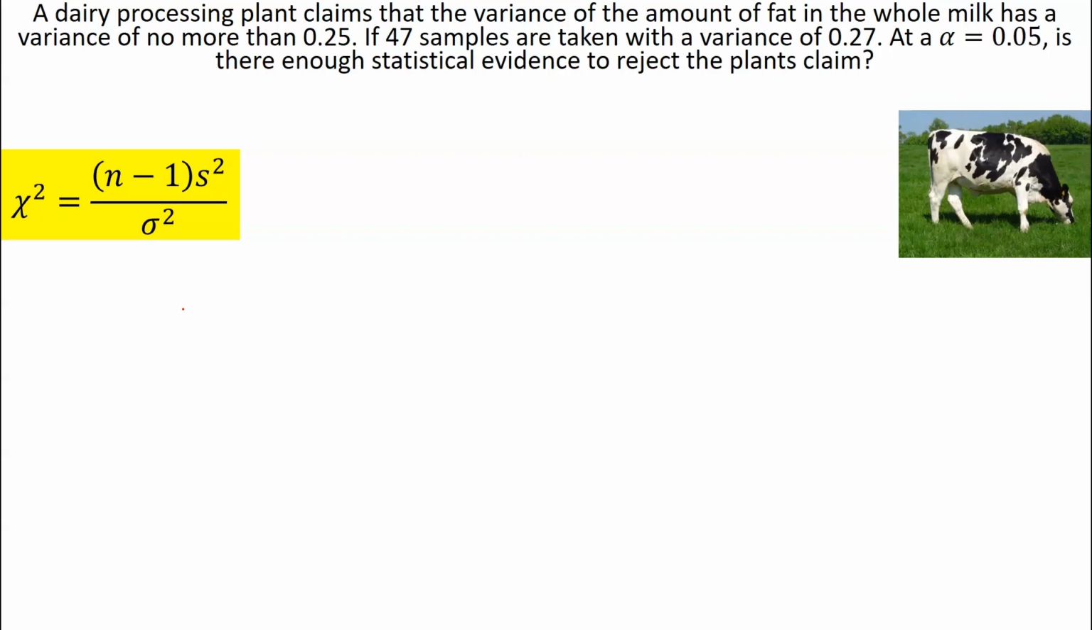So we've got a dairy processing plant that claims that the variance of the amount of fat in the whole milk has a variance of no more than 0.25. If 47 samples are taken with a variance of 0.27 at an alpha level of 0.05, is there enough statistical evidence to reject the plant's claim? Okay, so we're going to have to do two things.